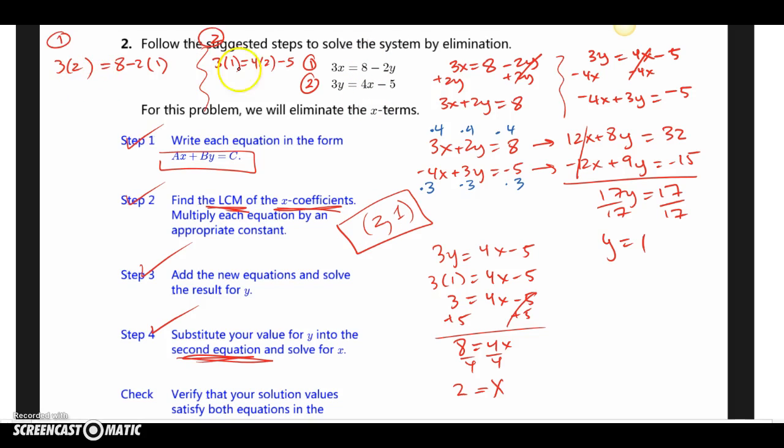So, equation 1, I put in the x and the y, that gives me 6 equals 8 minus 2. That indeed is 6 equals 6, so it worked in the first one. I plug the x and y into the second one. 3 times 1 is 3, that's an 8 minus 5, and on both sides I do get 3 equals 3, so (2, 1) is the solution to that system.